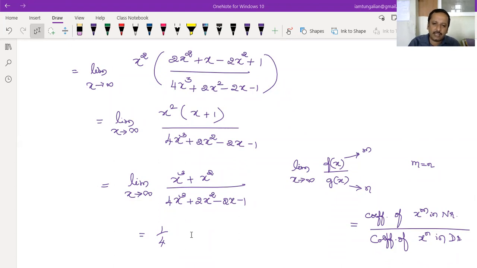In the numerator, there is x cubed plus x square. It is a polynomial of degree 3. Denominator consists of 4x cubed plus 2x square minus 2x minus 1. It is also a polynomial of degree 3. Now both are polynomials of the same degree. Then as x tends to infinity, the value of this limit is equal to the coefficient of x cubed in the numerator, which is 1, divided by the coefficient of x cubed in the denominator, which is 4. So the answer is 1 by 4.